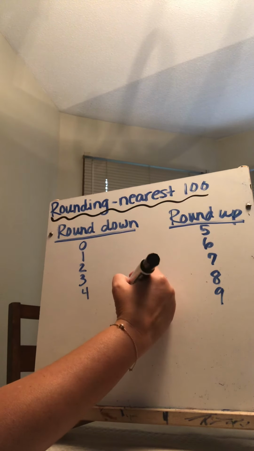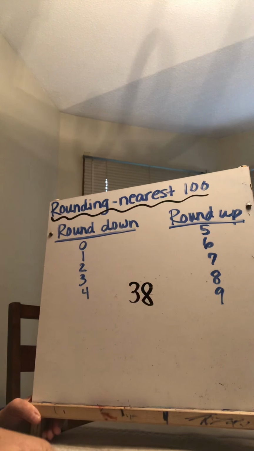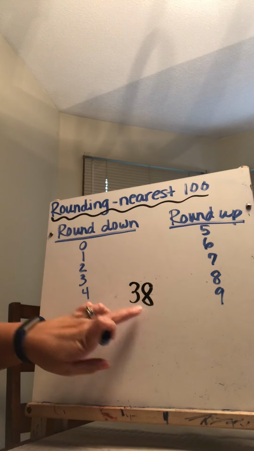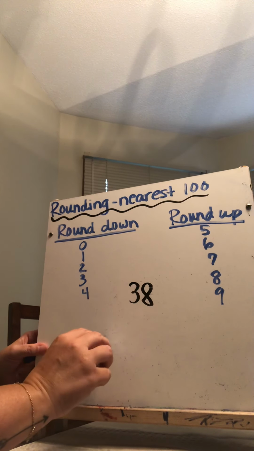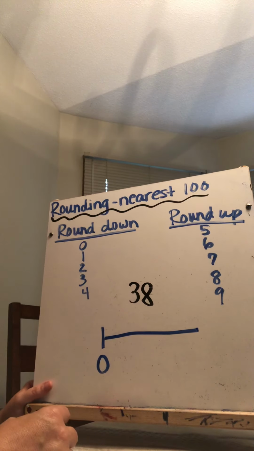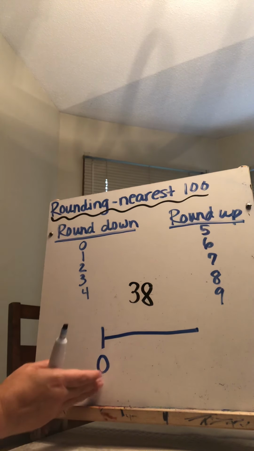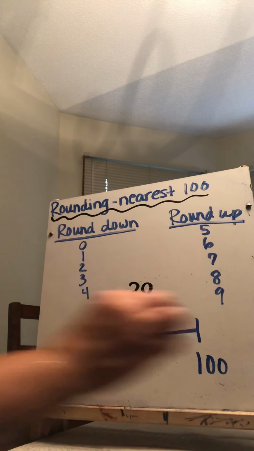I'm going to go ahead and I'm going to have the number 38. Okay, so again, I think we did this on Friday. When I have just a 2-digit number, I don't have a hundreds digit. So I know that 38 is going to fall between 0, that's going to be its smallest 100 that it could go down to, and 100.